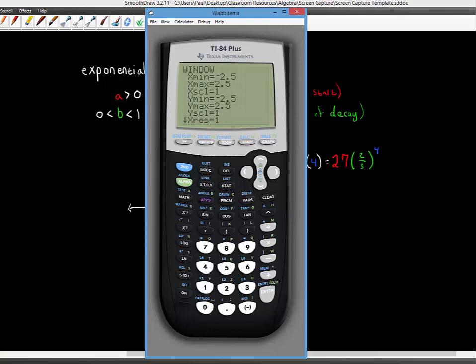Now we know the initial value is 27. So let's have a look at the function, say between when x is negative 2.5 and when x is 10. And then y minimum, we know we're always going to be above 0, so that's fine. Y maximum is going to be at least 27, so let's do 35 and see how that looks in the graph. So this is the shape that our exponential decay functions take. They're always decreasing as you move from left to right.